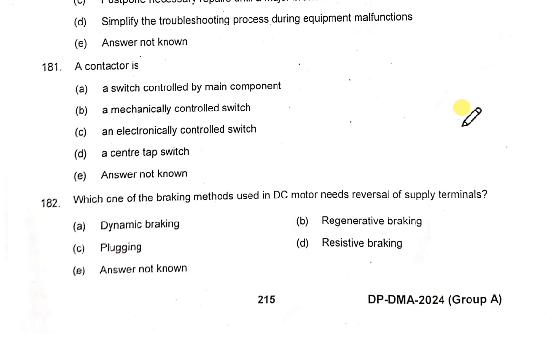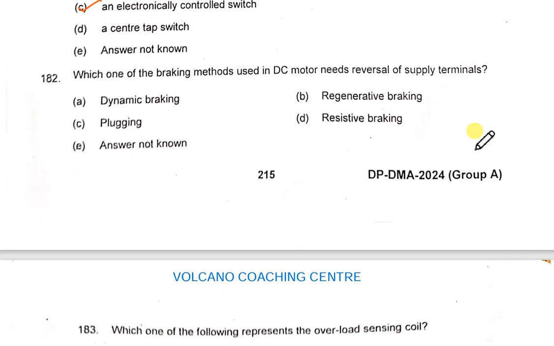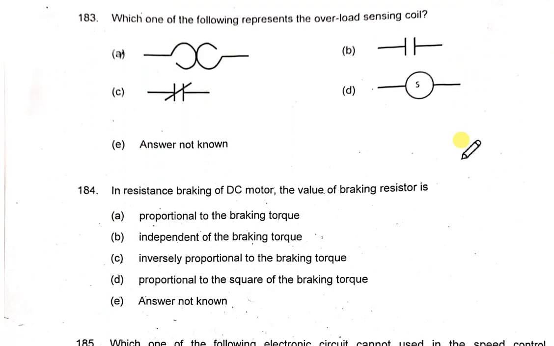So a contactor is an electronically controlled switch. Next question. Which one of the braking methods used in DC motors needs reversal of supply terminals? It's nothing but plugging. Which one of the following represents the overload sensing coil? Option A is the correct answer.